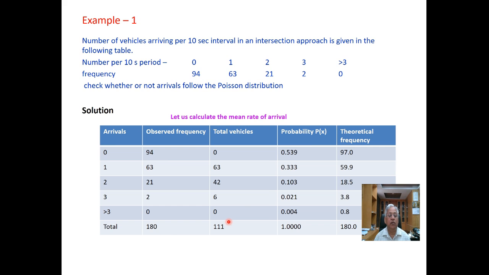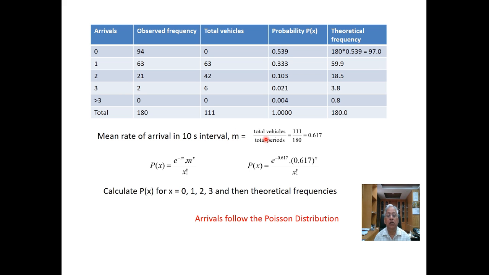Mean rate of arrival would be total vehicles, that is 111, divided by total periods, that is 180, and that gives you 0.617. So 0.617 vehicles will be arriving on average in a time interval of 10 seconds. So this is the value of m.